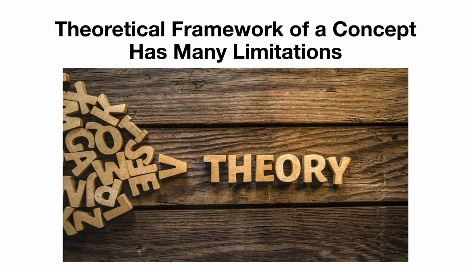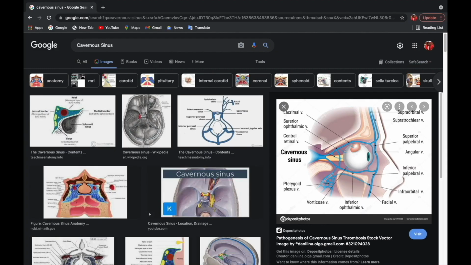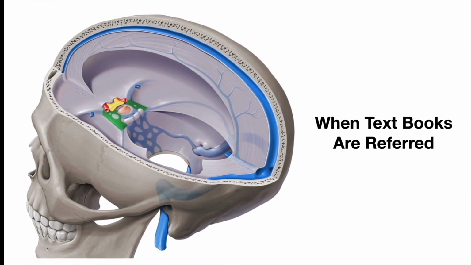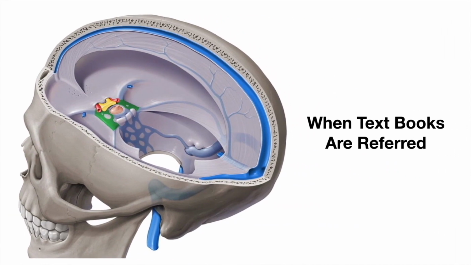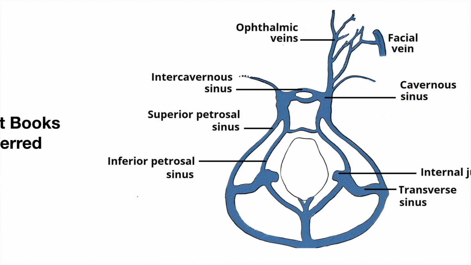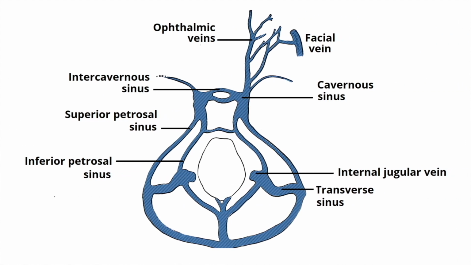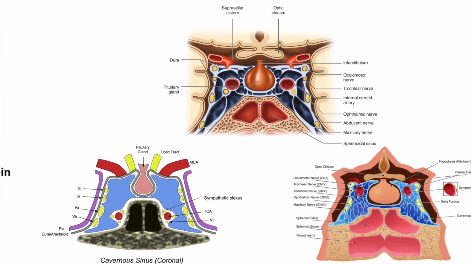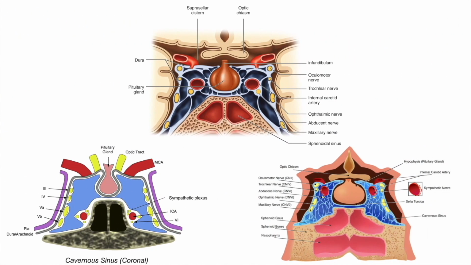The theoretical framework of an anatomical concept has many limitations, even if represented as figures or illustrations. For example, when we search the cavernous sinus in the Google search engine, we get a lot of different images of the same structure. Even when standard textbooks are referred, the same coronal section view of the cavernous sinus is represented differently in different textbooks, creating a cognitive distortion among ophthalmic neophytes.